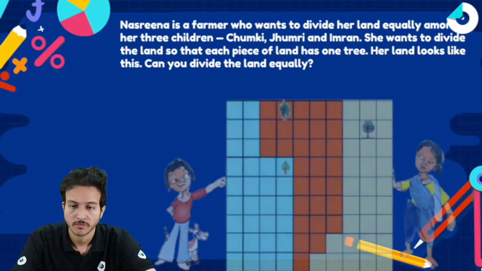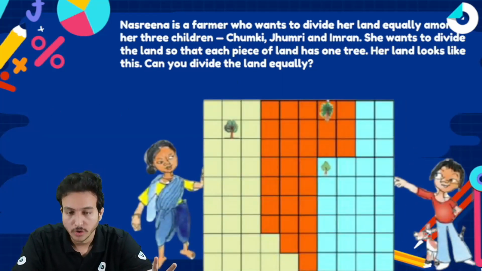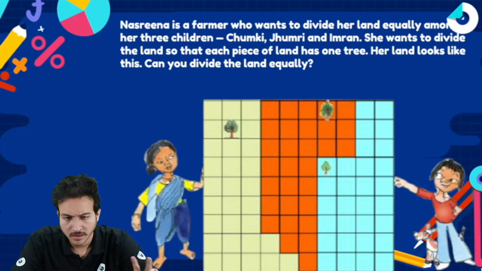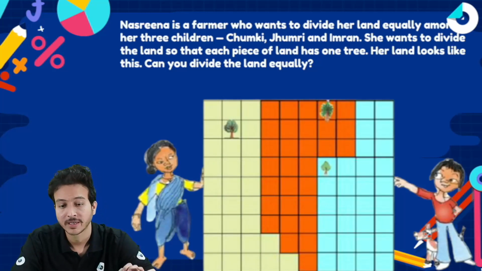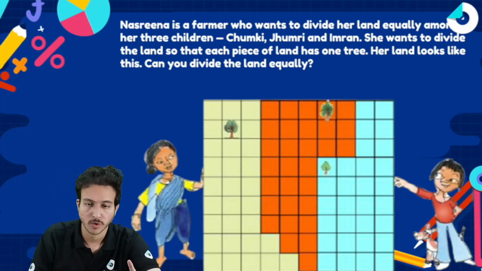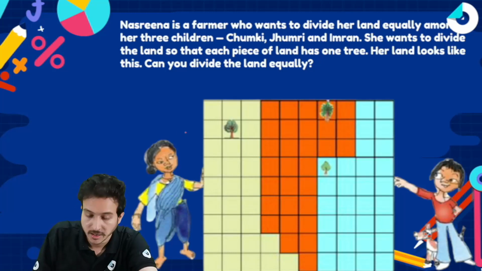What we will do is try to divide it. If you try to divide the area, it is divided like this. Now you can see all of them are getting an equal number of squares, that is 30, and the total number of squares is 90, with 30 going to each of them, and each of them is getting one tree. Each one is getting one tree. You can count the number of squares.